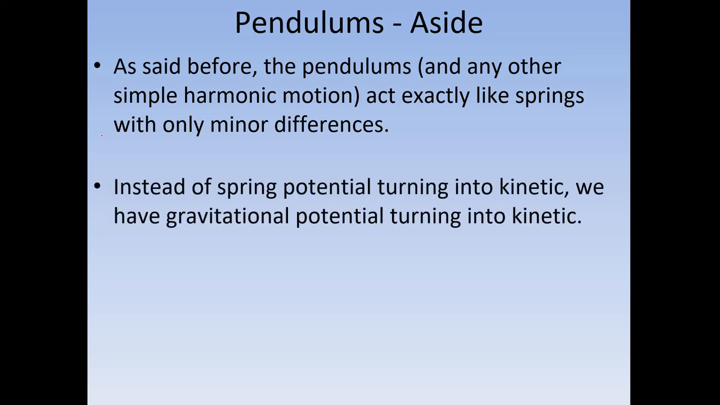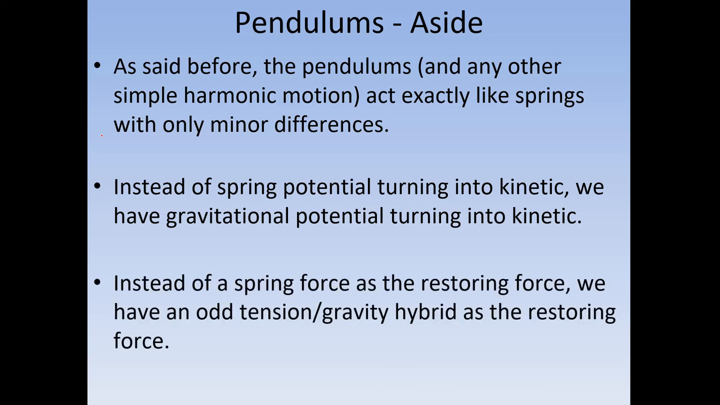For example, instead of spring potential turning into kinetic, now we end up having gravitational potential turning into kinetic, as obviously we've gotten rid of the spring and are now using gravity. Another thing that I had mentioned before is that the restoring force that's producing the periodic motion and the simple harmonic motion, for the spring, it was the spring force that acted as this restoring force. But now with the pendulum, it's going to be some weird combination of tension and gravity. It's a little bit complicated. You honestly wouldn't be asked about the restoring force for a pendulum. You'd mostly be talking about the restoring force for the spring.